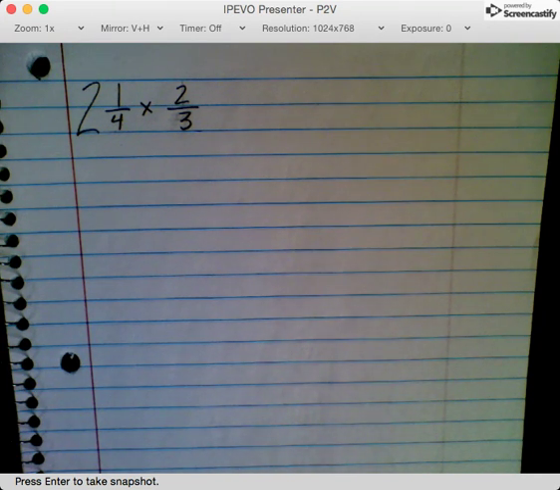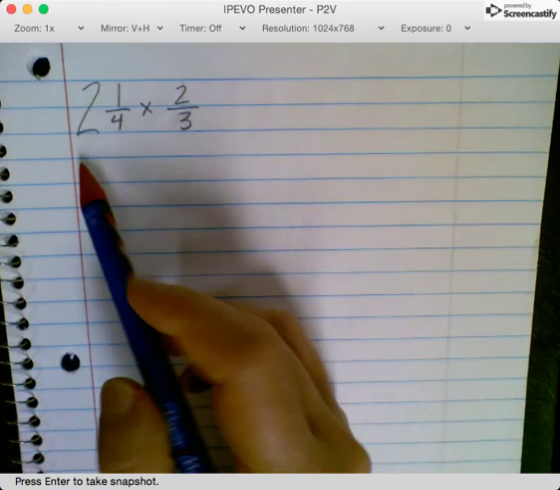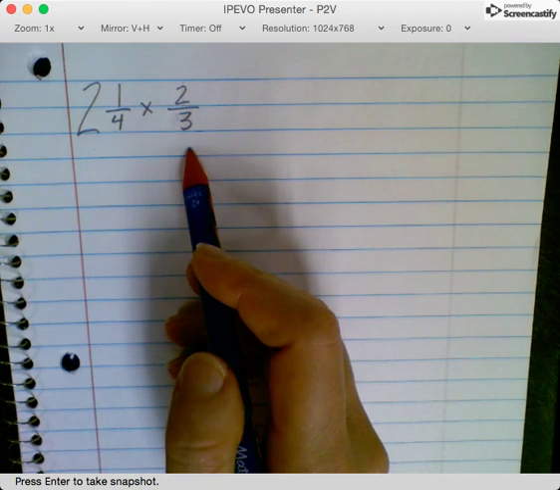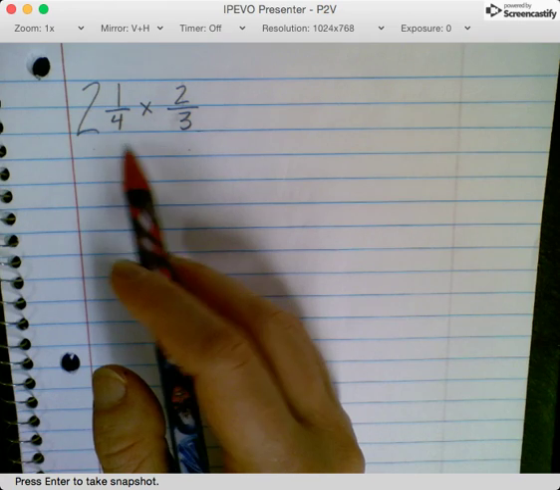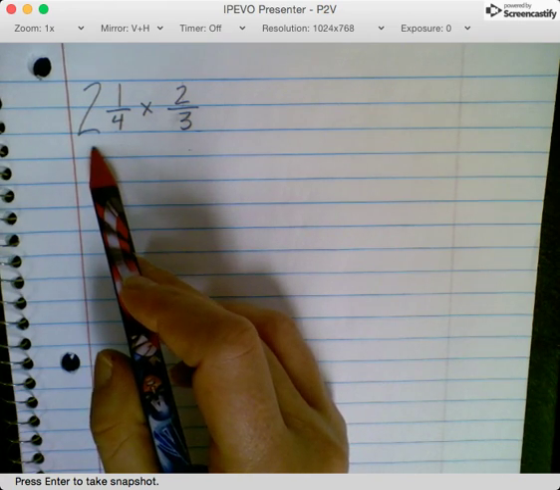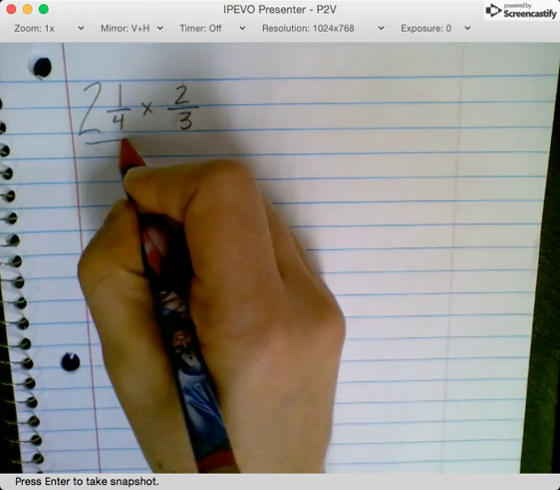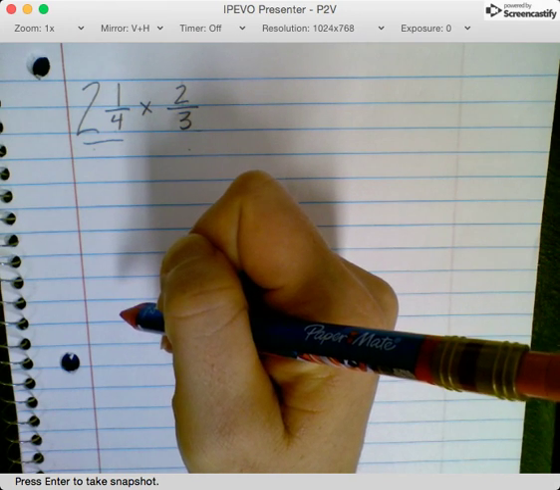I've previously done a couple of videos on multiplying just regular fractions. This time, I thought I'd add to that with mixed numbers. The first one I'm going to start out with is just a mixed number and a regular fraction. The simplest way I find to do this is to change my mixed number into an improper fraction.